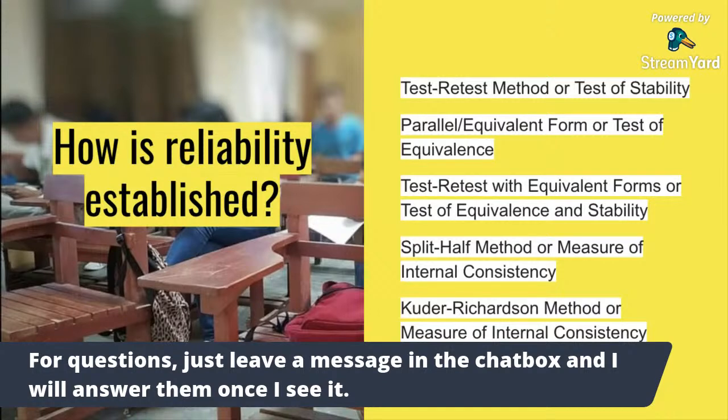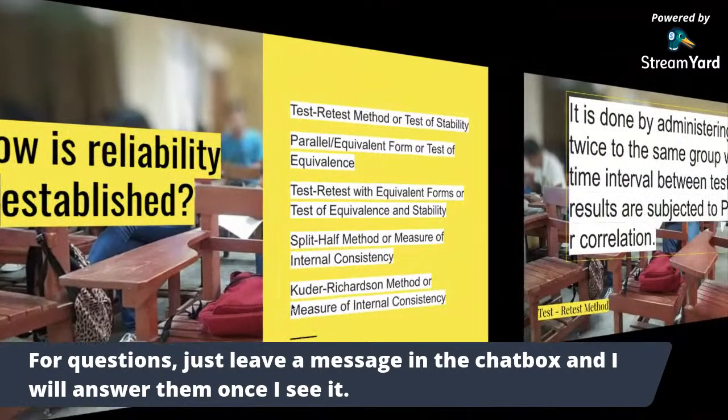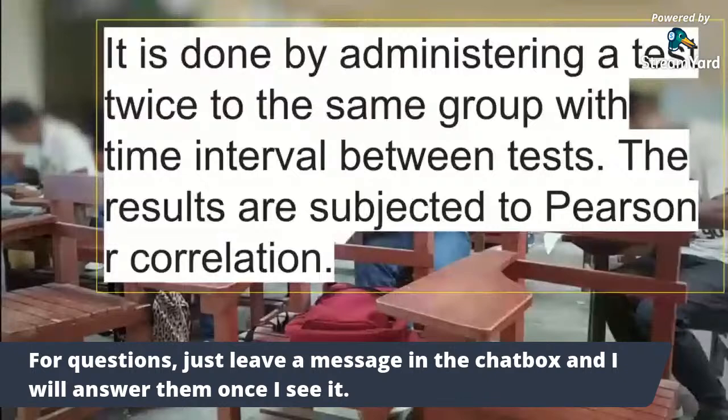So we have the first one, the test-retest method, or test of stability. Then we have parallel or equivalent form, or test of equivalence. And then we have the test-retest. We also have the split-half method, and then the Kuder-Richardson method. So let's take a look at them one by one. We start with the test-retest method. So how is this done?